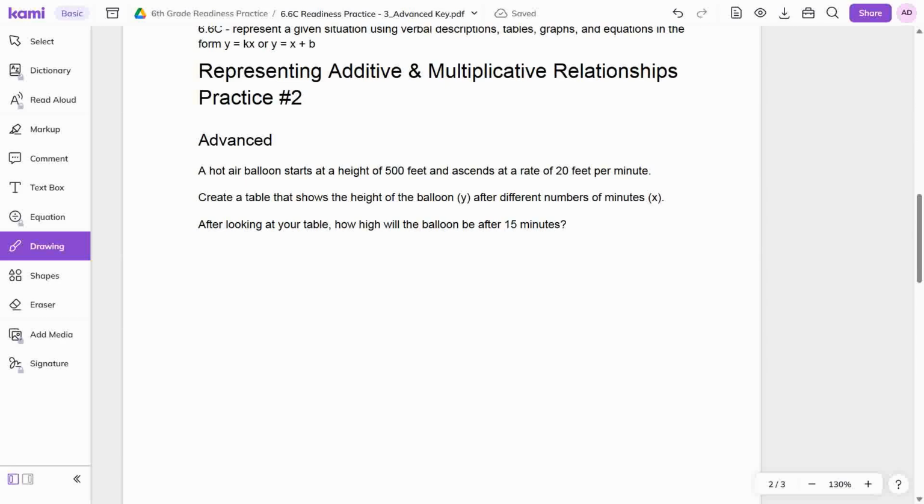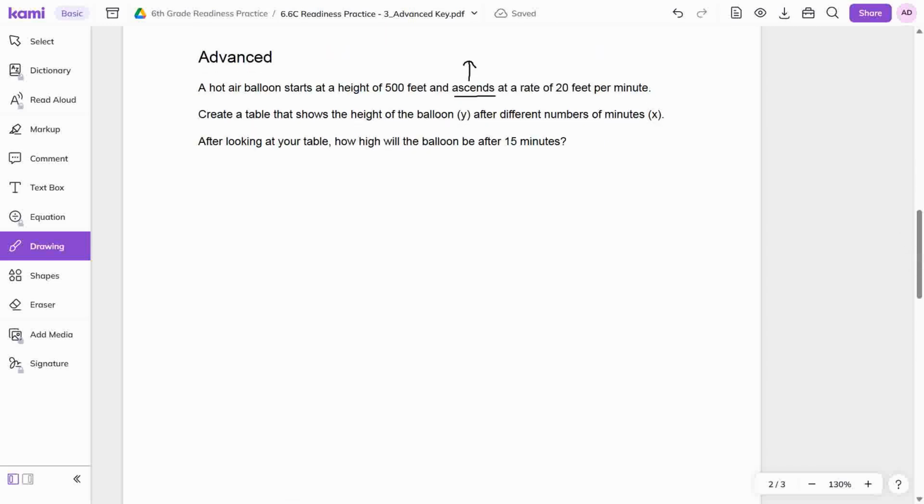Number 2, we've got a hot air balloon starting at a height of 500 and then ascends. Okay, so that means goes up 20 feet per minute. We need to create a table that shows various heights. Okay, so let's kind of do what we did here. So the height is going to be y, and then we've got x is minutes.